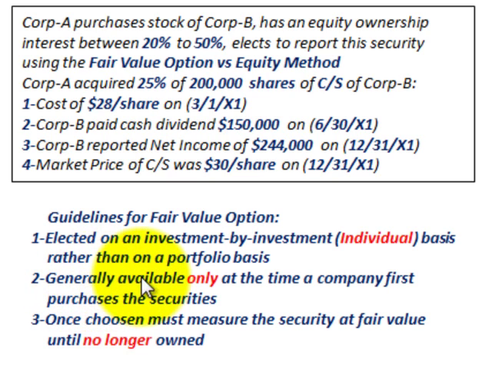And two, it's generally available only at the time the company first purchases the securities. And three, once chosen, you must measure the security at fair value until it's no longer owned. So you have to continue on with this fair value option. You select it when you purchase the securities, and then you have to continue with that option until you dispose of the securities or you no longer own them.